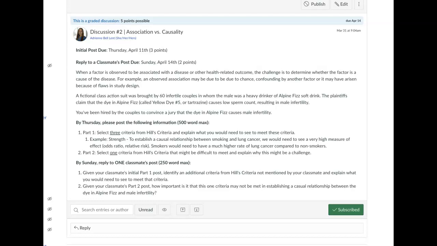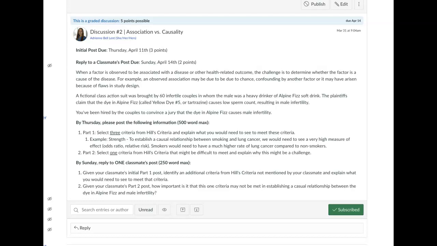So in this particular scenario, you've got this fictional class action suit that was brought by 60 infertile couples in whom the male was a heavy drinker of this soft drink called Alpine Fizz. The people suing the company that makes this drink are claiming that a dye that was included in the drink called Yellow Dye 5 causes low sperm count resulting in male infertility. So in this discussion, you've been hired by the couples to convince the jury that the dye in the soft drink is causing male infertility.